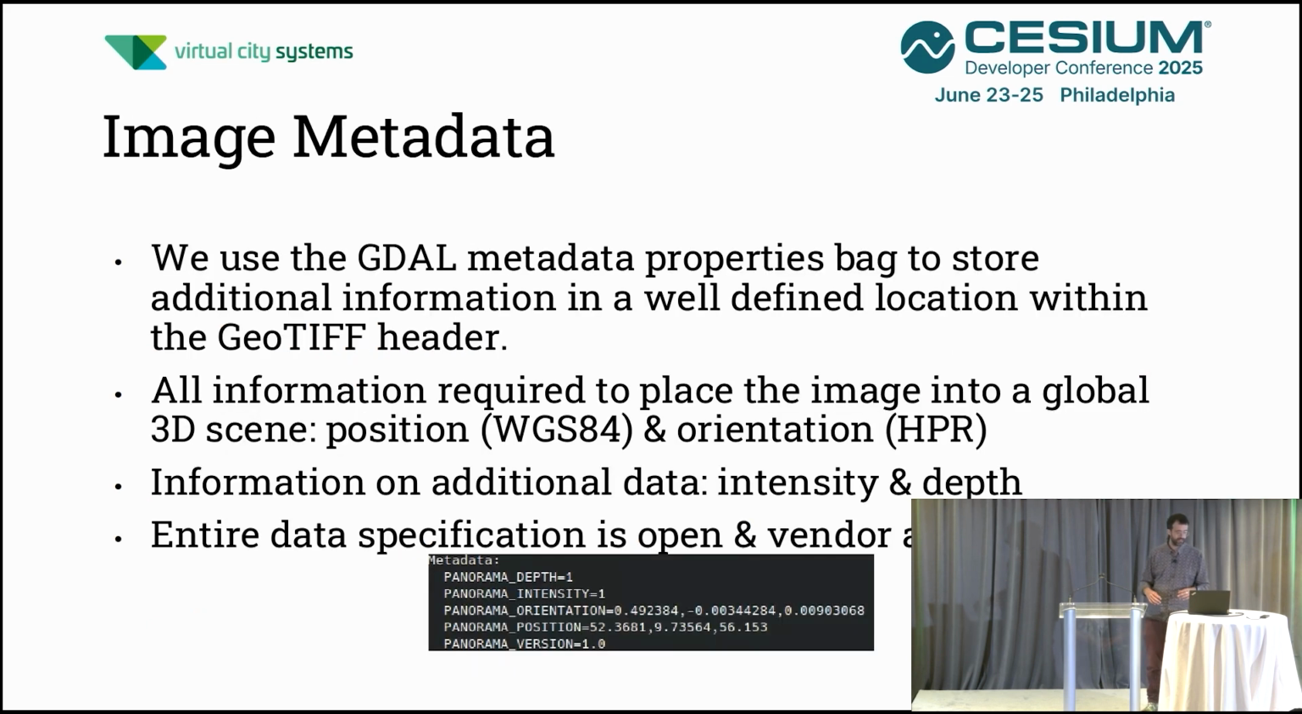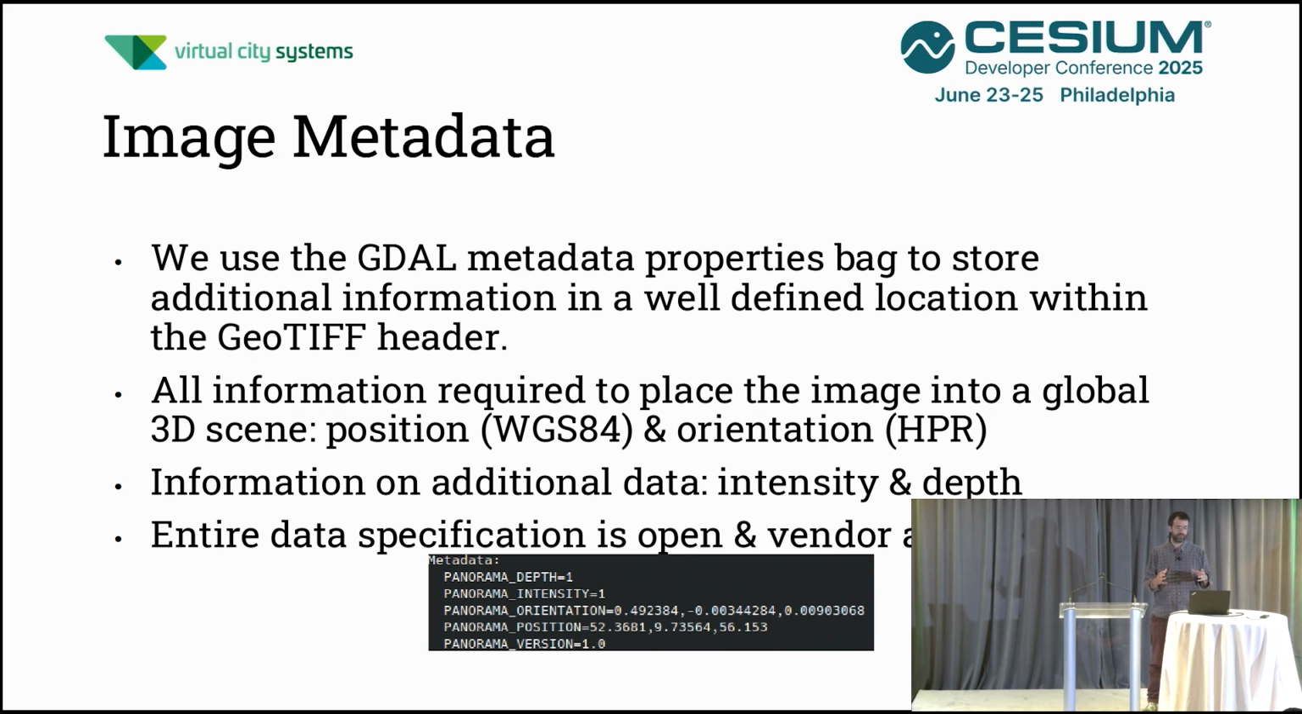Right. And then we provide some meta information because we have to extend what GeoTIFF provides to give information on the image. So we need to know where the image was taken and if it has additional information and the orientation of the camera at the point in time where this image was captured. And this allows us to place the camera in Cesium at exactly the same location as the car was in 3D space and render a sphere where we then project the image onto.